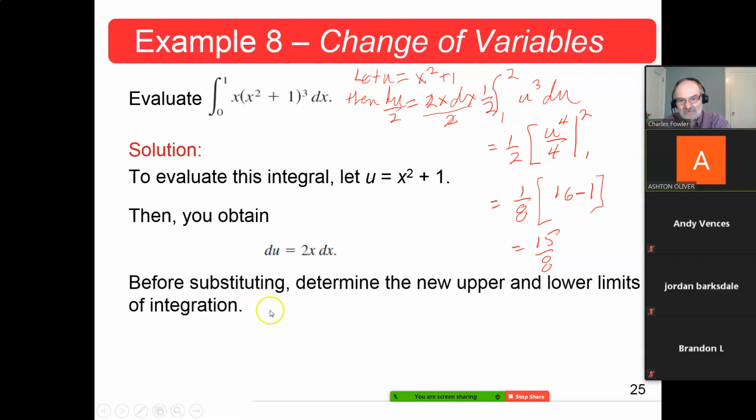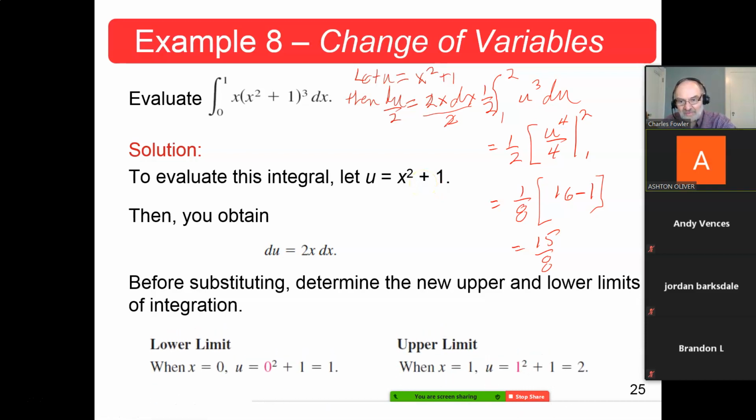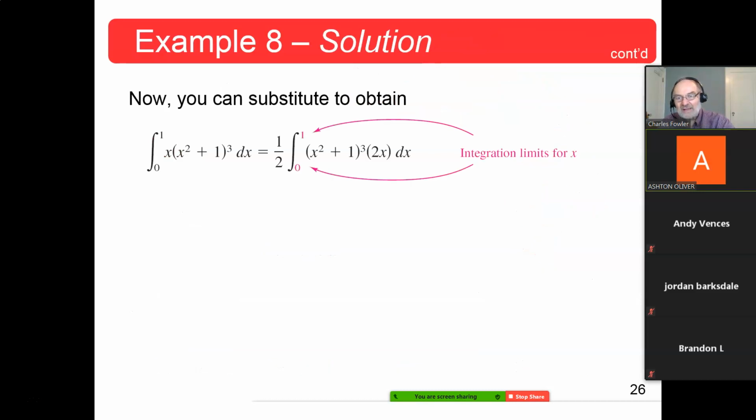Before substituting, determine the new upper and lower limits of the integration, and you just let, in this expression here, let x equal 0 here, plug it in here, and you get u equal 1. That's going to be the lower limit. And when you plug in the upper limit here, that'd be 1 plus 1 is 2, so that gives you the upper limit. So the lower limit when x equals 0, you get 1. Upper limit when x equals 1, you get 2. So put those in your integral, and you have, this was the original.